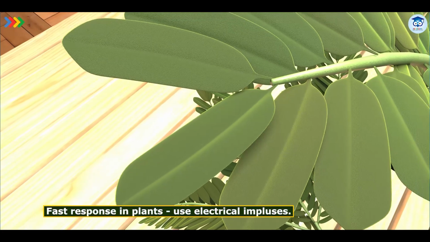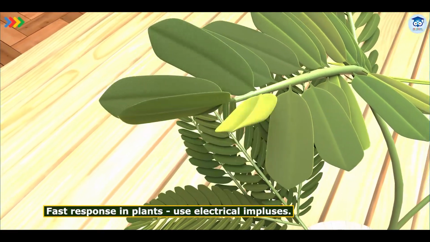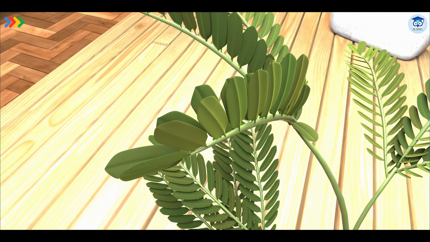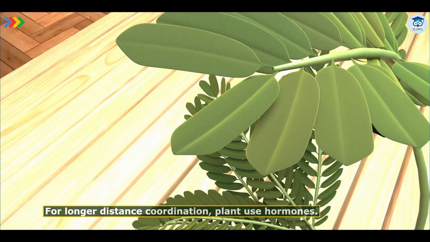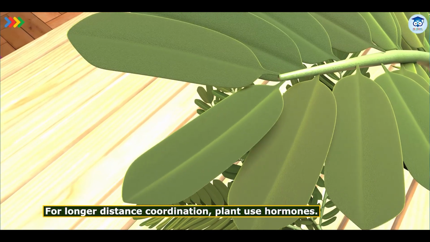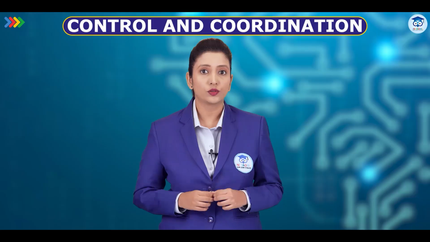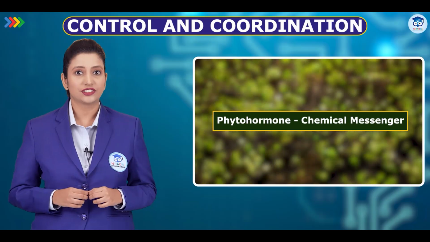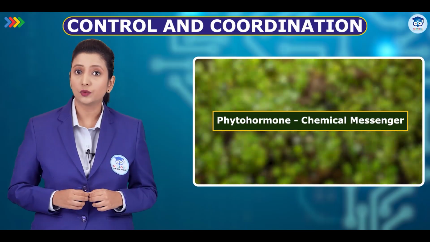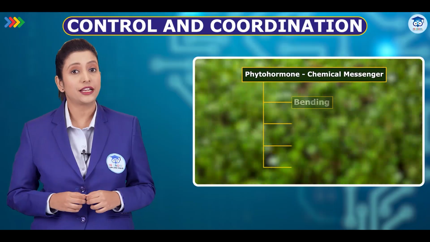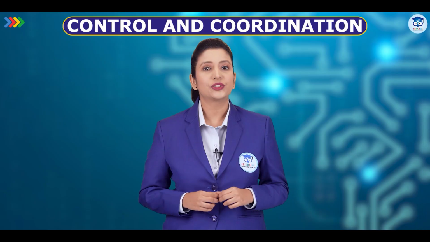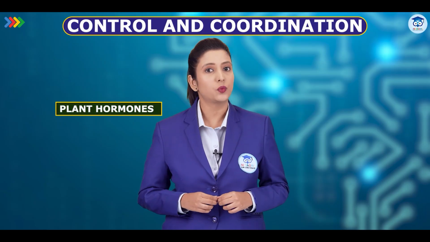If the response is fast, like in Mimosa, plants use electrical impulses. But these impulses can't travel far or affect large areas. For longer distance coordination, plants use hormones. Plant hormones, also called phytohormones, are chemical messengers. They diffuse from one cell to another, triggering changes like bending, swelling, growing, or even halting growth. Let's look at some of these plant hormones and what they do.